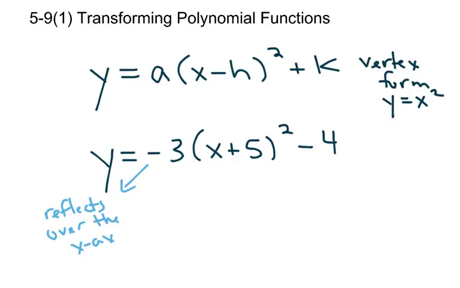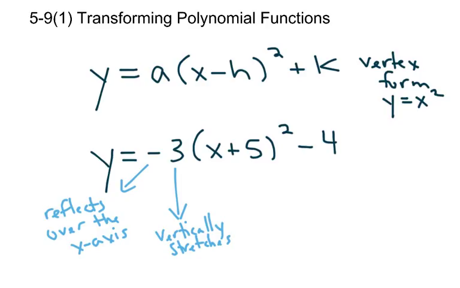The book sometimes calls it reflects in the x-axis instead of over. This just means it takes our parabola and instead of opening up, it opens down. It flips it over. The 3 in front vertically stretches. When the number being multiplied in front of the original function is greater than 1, we say that it stretches or it becomes narrower. And when the number being multiplied in front of the original function is between 0 and 1, we say that it vertically shrinks or compresses. It becomes wider.